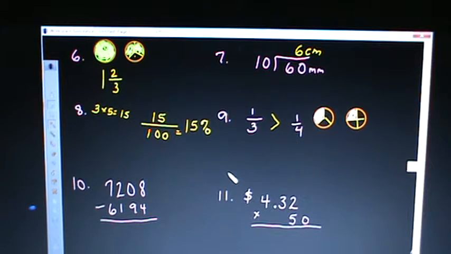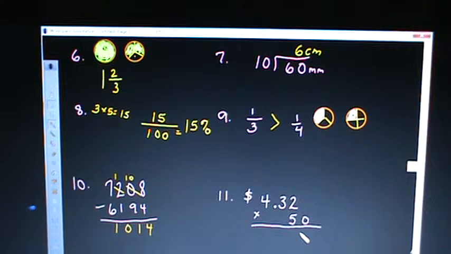Number 10, we are subtracting 7,208 from 6,194. So 8 minus 4 is 4. Cannot subtract, so we'll come right here and borrow a 10. 10 minus 9 is 1. 1 minus 1 is 0. 7 minus 6 is 1. So the answer is 1,014.